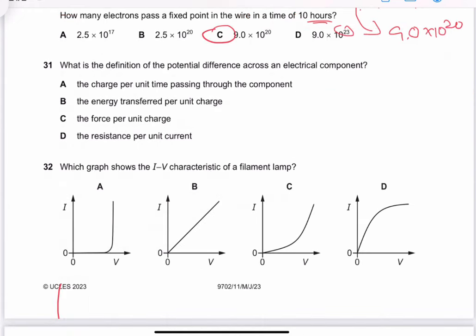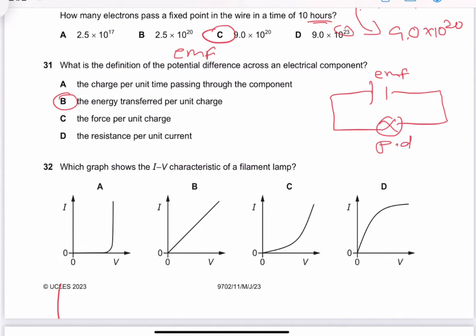Question 31. What is the definition of potential difference across a component? So basically, potential difference is the energy transferred per unit charge. I'm going to give you an illustration of what potential difference is and what EMF is, right? So I want you to consider a cell that you have here. This particular cell has EMF in the battery. So EMF is here in the battery, and this is your potential difference.